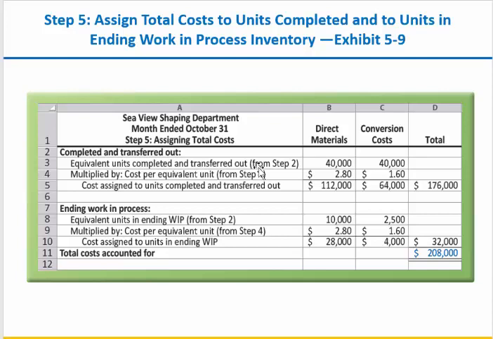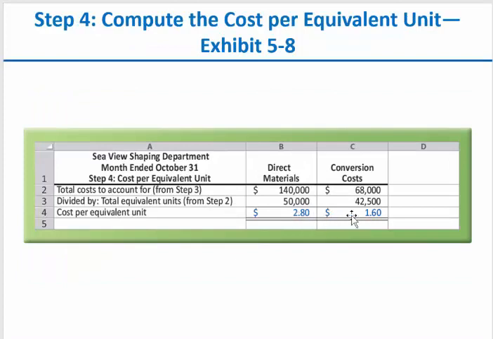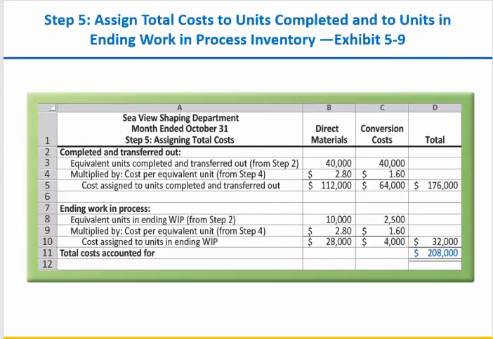So you're going to separate them, and for completed and transferred out, first we have the equivalent units, which is 40,000 for each. And also, step 4 tells us the cost per equivalent unit. If you go back to step 4, we have 2.8 and 1.6. So you multiply 2.8 by 40,000 and 1.6 by 40,000 respectively. Then you can figure out the cost assigned to units completed and transferred out.